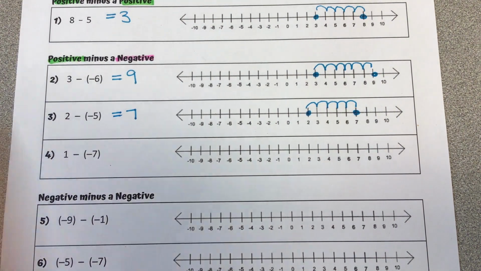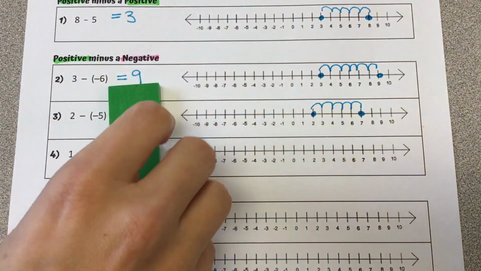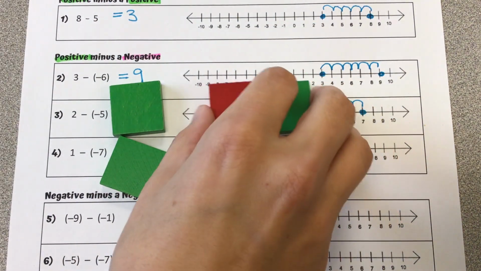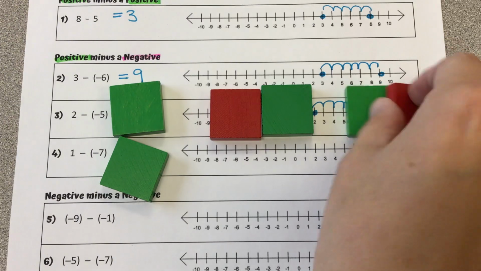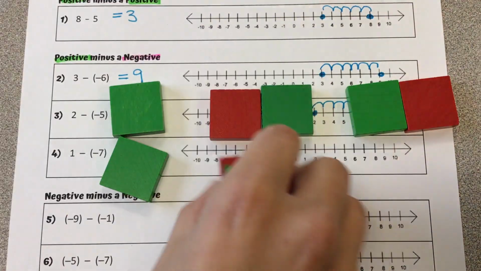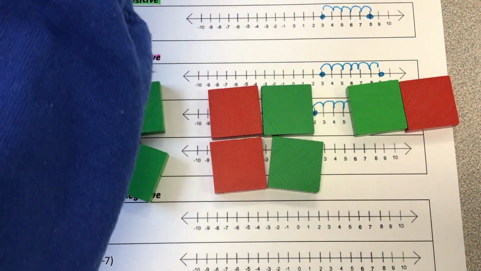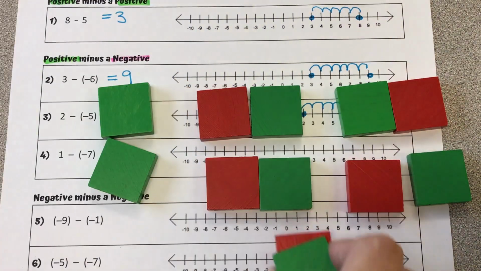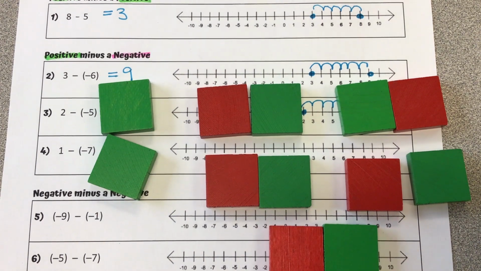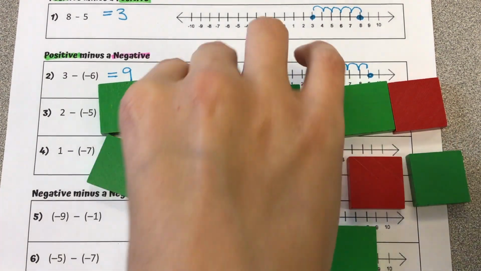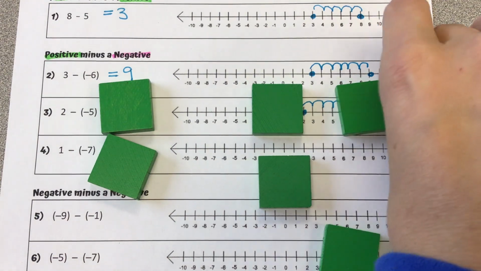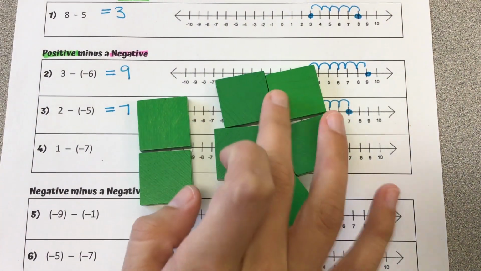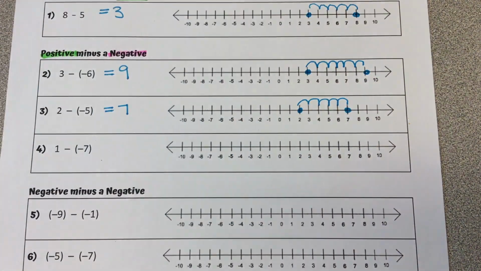So again, I started with 2 positives. I'm taking away 5 negatives, but I don't have any negatives to take away. So I'm going to bring in my zero pairs. Now I have 5 negatives that I can take away. 1, 2, 3, 4, 5. What am I left with? I'm left with 1, 2, 3, 4, 5, 6, 7 positives.